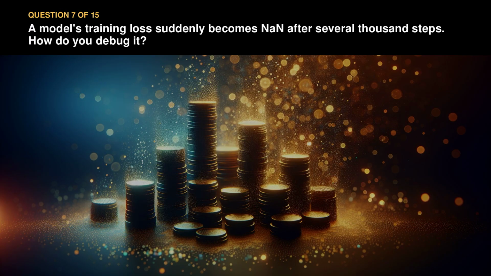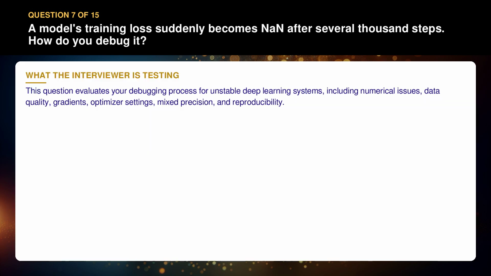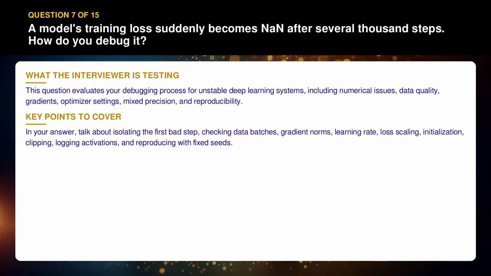Question 7. A model's training loss suddenly becomes NaN after several thousand steps. How do you debug it? This question evaluates your debugging process for unstable deep learning systems, including numerical issues, data quality, gradients, optimizer settings, mixed precision, and reproducibility. In your answer, talk about isolating the first bad step, checking data batches, gradient norms, learning rate, loss scaling, initialization, clipping, logging activations, and reproducing with fixed seeds.